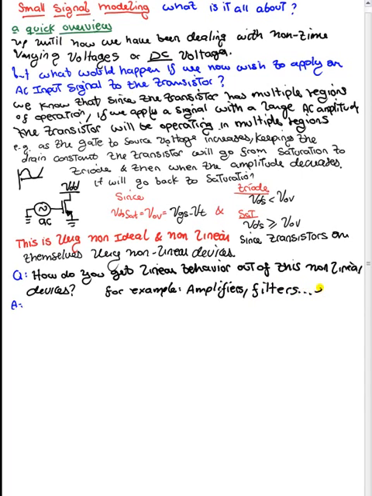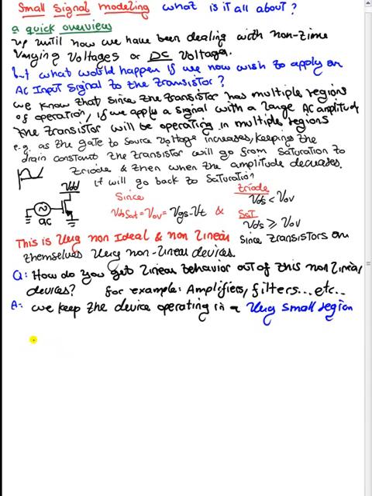So the answer to that is, well, we keep the device operating in a very small region of operation, or you can also say that we zoom in on the nonlinear curve until it starts to look linear.